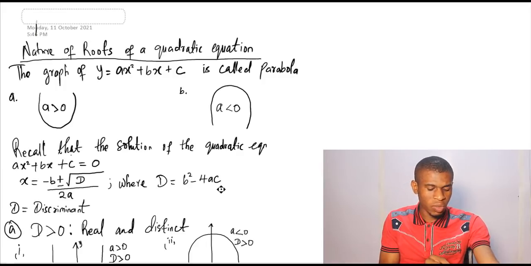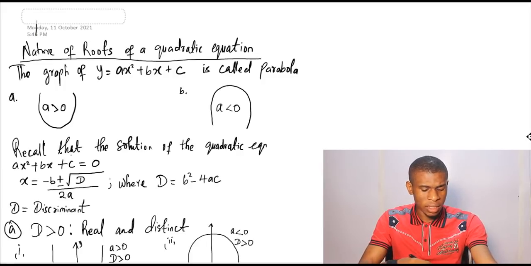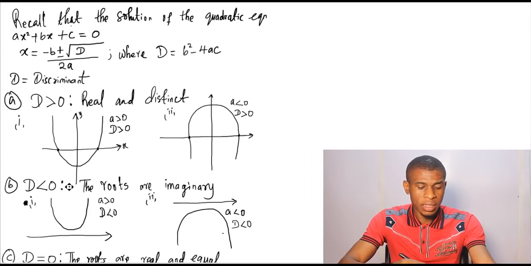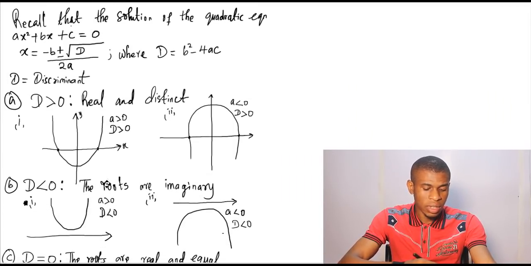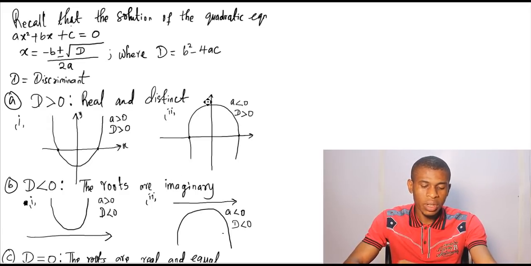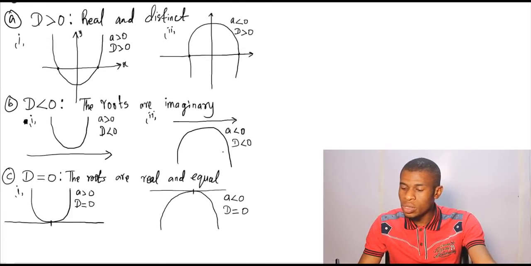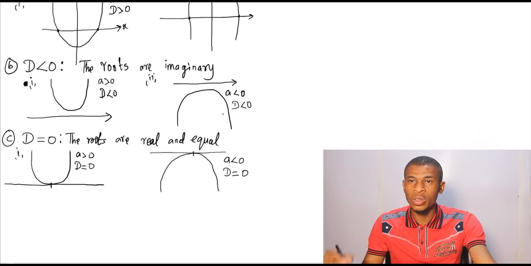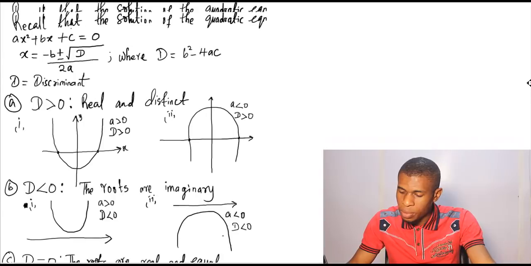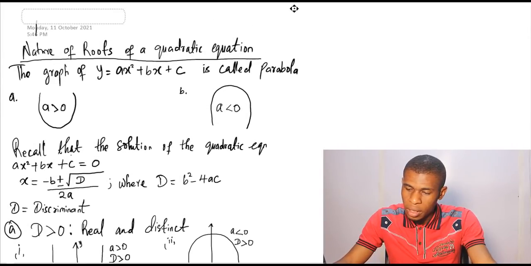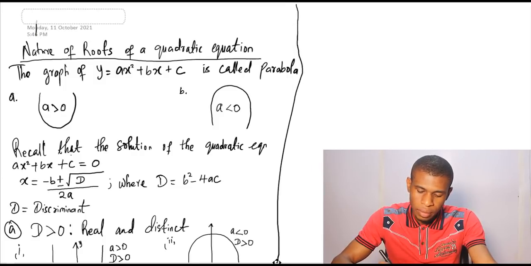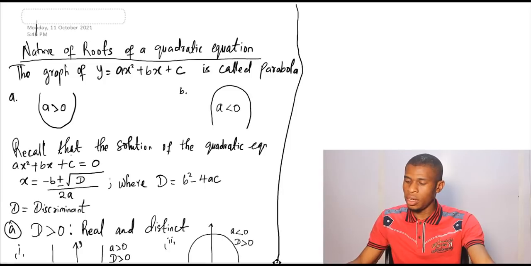If the discriminant is greater than 0, you will know that the roots are real and distinct. If the discriminant is less than 0, you will know that the roots are imaginary. Then if it's equal to 0, the roots are real and equal. Let's take some examples here.